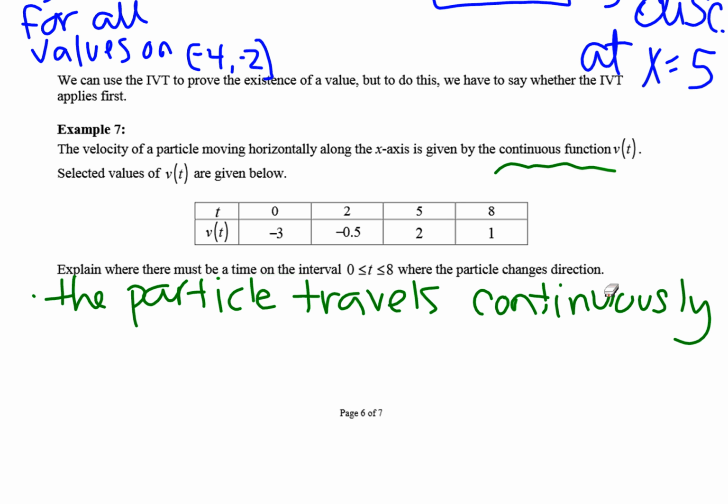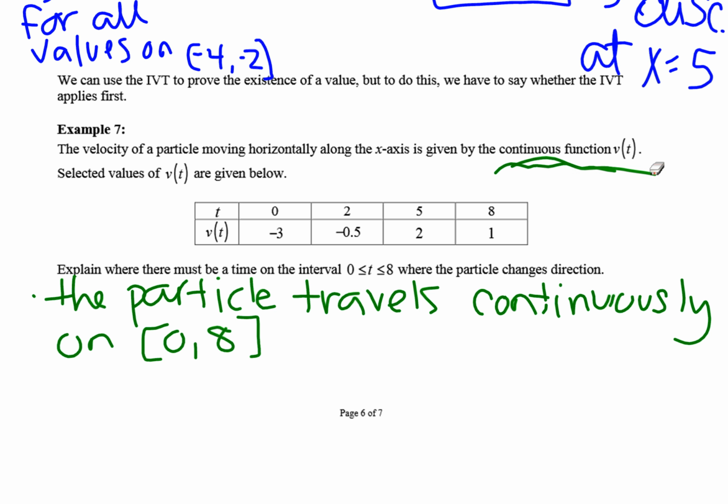All right, continuously. That's actually on all real numbers, but we're looking at selected values. This is the hard part for people. We know that if it was traveling at a negative velocity and then traveling at a positive velocity, somewhere it had to change direction, and that's when the velocity is zero. Now, wording this can be kind of tough, and you're going to figure out your own way that works. You just have to make sure you get all of the right information here.